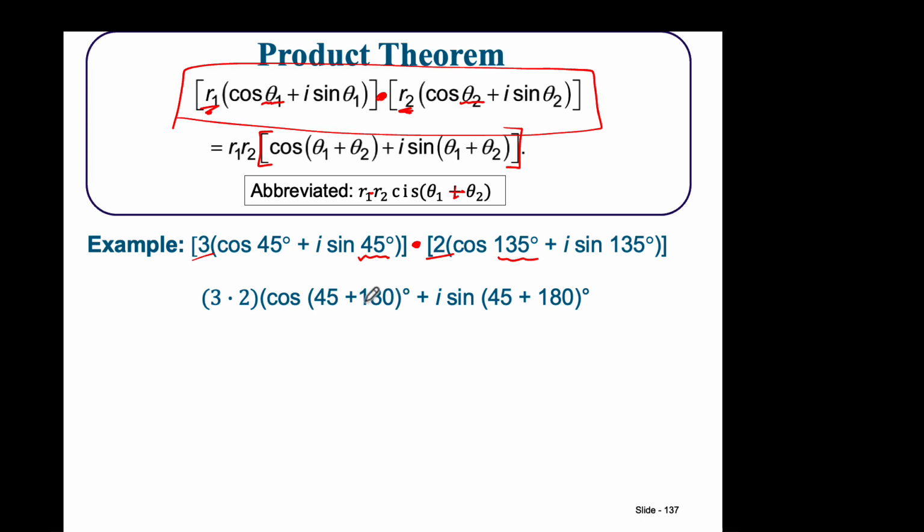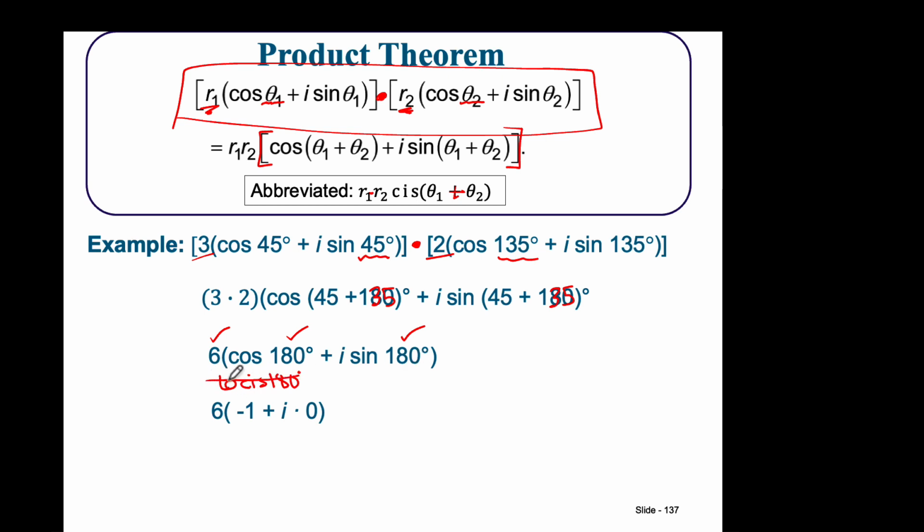Oh, I think I have a typo. This is supposed to be 45 plus 135 degrees, which I think is going to equal 180. Must have just made this too quickly. That gives us 3 times 2, which is 6, and 45 plus 135, which is 180. We write it here the second time, or we can write it in its abbreviated form, which is 6 CIS 180 degrees. But leaving it in this form here actually becomes more beneficial at this point.